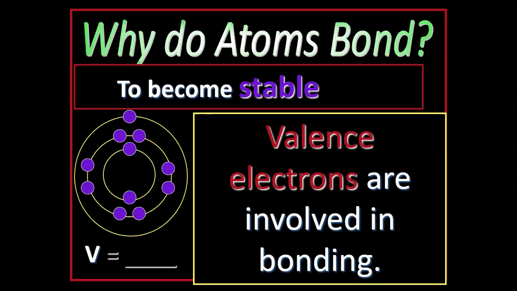During such reaction, in order to attain stability, valence electrons are involved in bonding. Atoms make bond, or atoms react with each other, by using valence electrons. What are valence electrons? The electrons that are present in the outermost shell or in the last shell. Like in this case, there is a simple atom having one electron in its last shell. So the valence electron in this atom is 1.